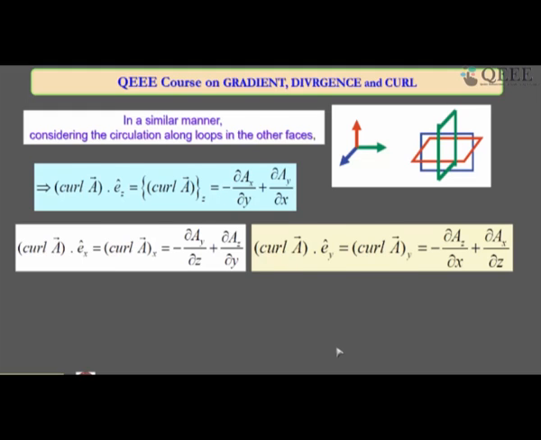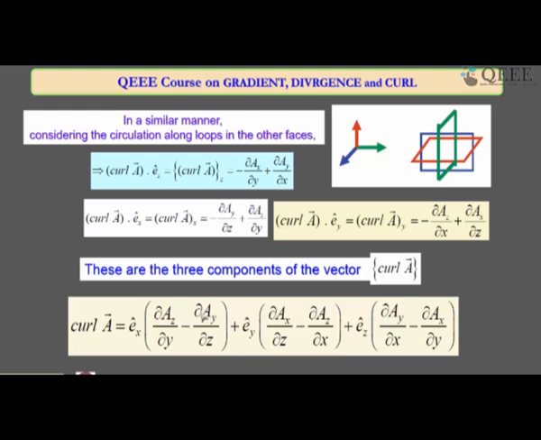When I complete the calculation, this is what I get. I put up all three components. If the three components are Vx, Vy, Vz, what is the vector? Vx Ex plus Vy Ey plus Vz Ez. That is what I have written here. From the components, I generate the full vector, so I get an expression for curl. I can now calculate the curl.